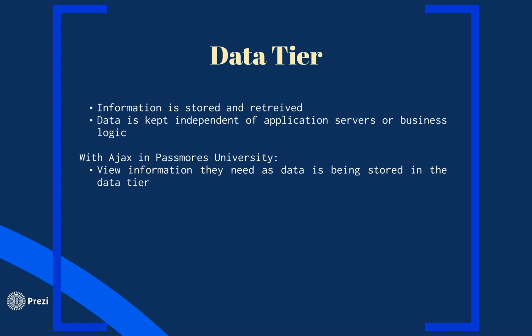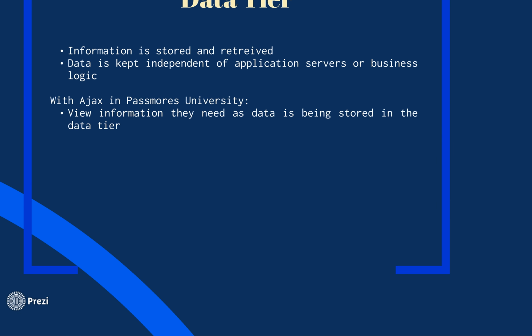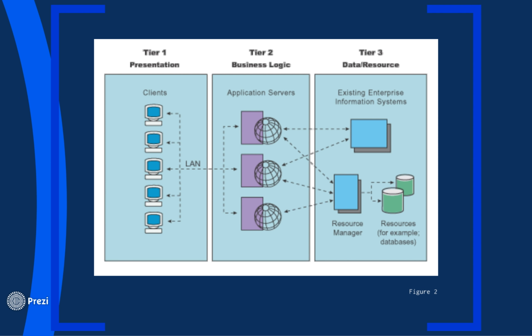The third tier is the process by which information is stored and retrieved. It is kept independent of application servers. If the details are correct, the system then redirects the user to a new session, displayed in the first tier format. The three-tier architecture provides a communicating mechanism which enables front-end components running in a browser to issue requests and retrieve results from back-end components running on a server.